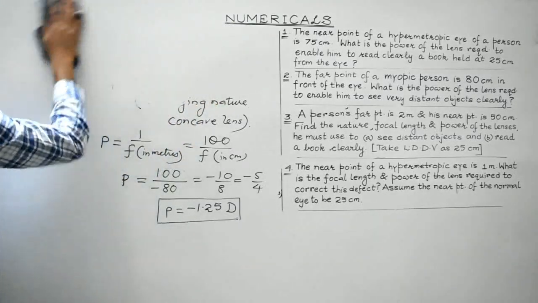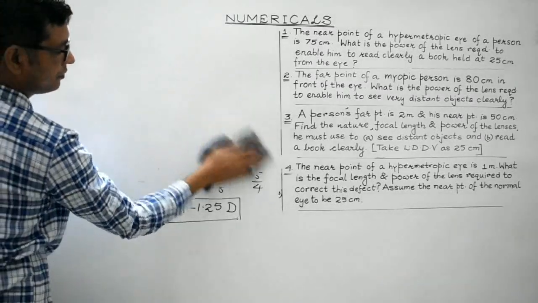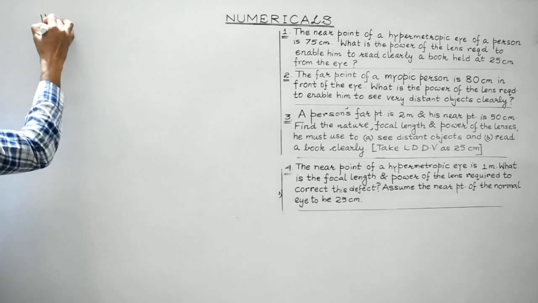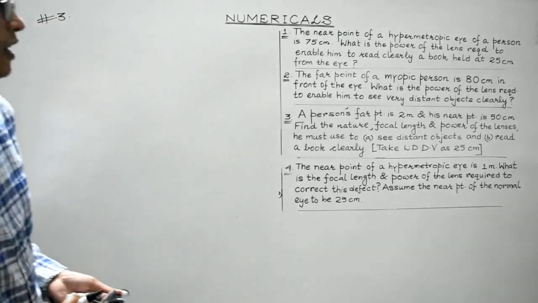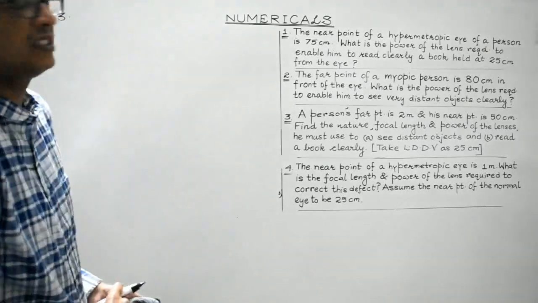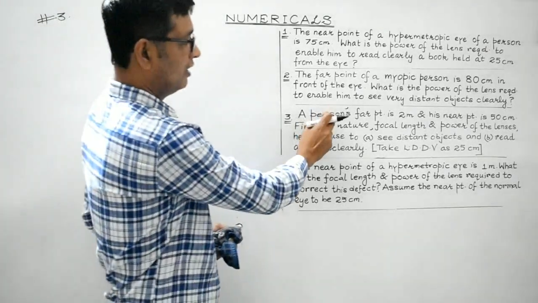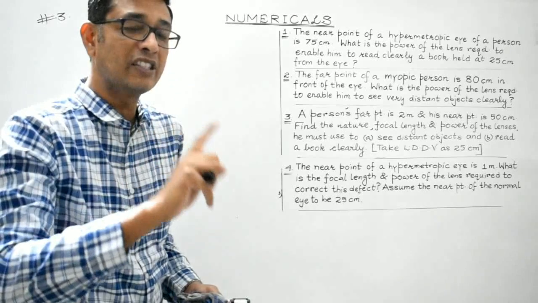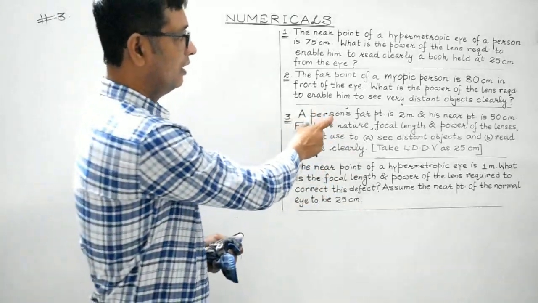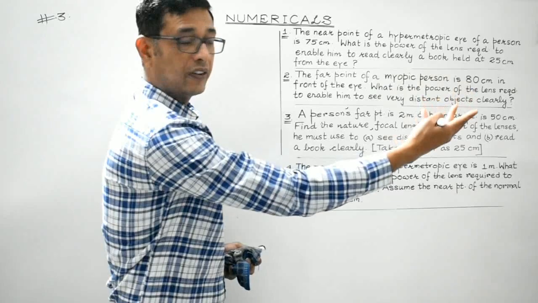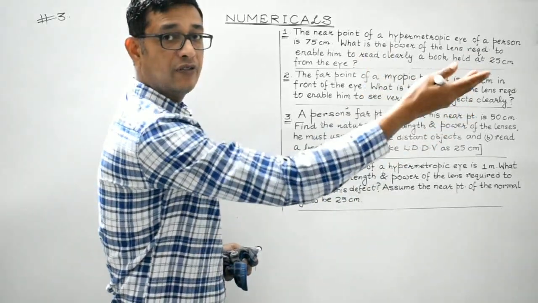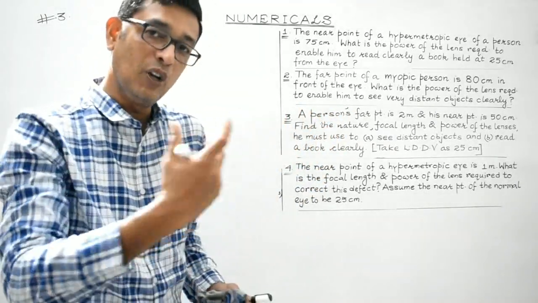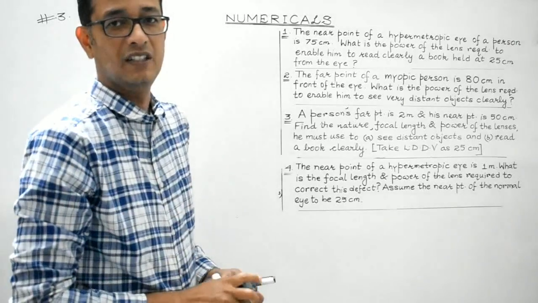Now let's concentrate on question number 3. Question number 3 is, a person's far point is 2 meter and his near point is 50 centimeter, right? So, in this case, for a normal person, the range of vision, students, is 25 centimeter to infinity. So, his near point is 50, more than 25 centimeter, and his far point is not infinity, less than infinity, that is 2 meter. So, this person must be suffering from both myopia as well as hypermetropia, right?